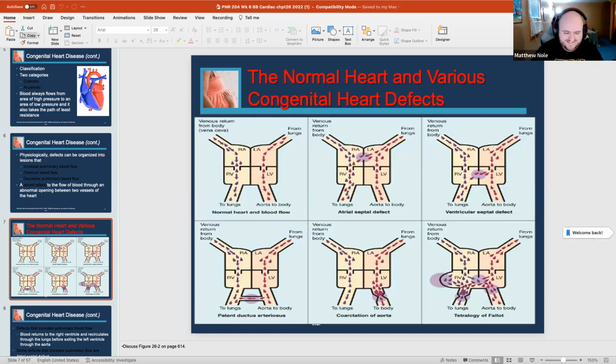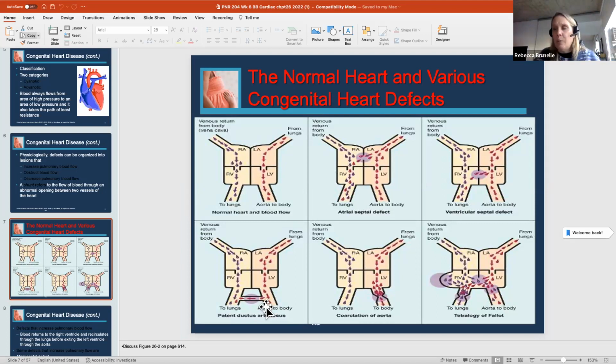Increased. Increase. Very good, Matthew. So you have it here on your left side. It shunts to your right side. So there's more blood on your right side. So then it's going to go to your lungs and cause increased pulmonary blood flow. So atrial septal defects, ventricular septal defects, and this one here, which is the patent ductus arteriosus or the PDA, these all cause increased pulmonary blood flow.